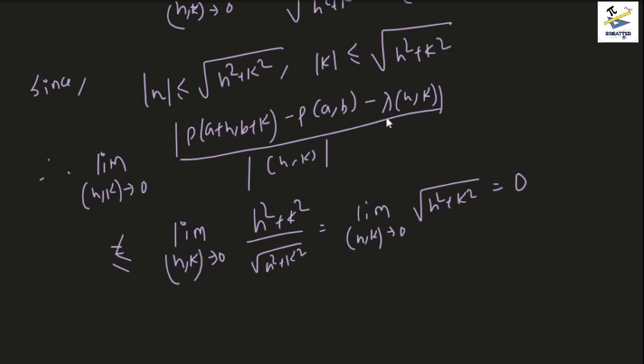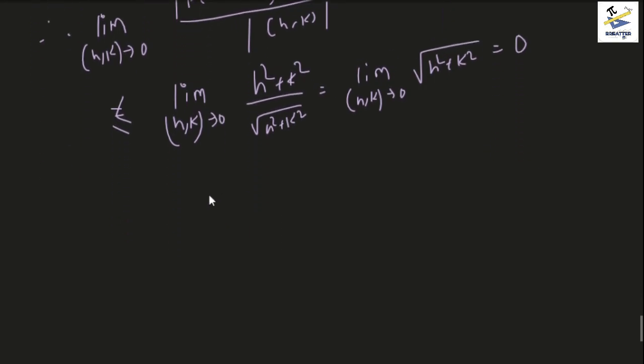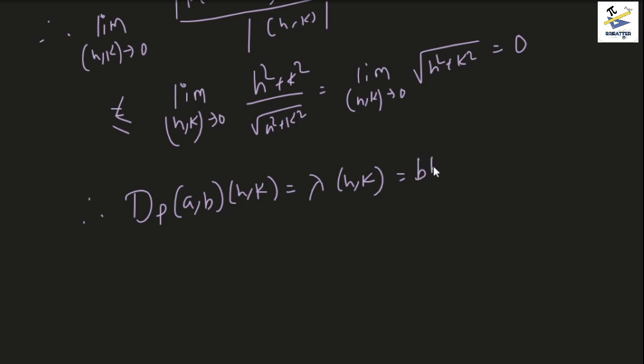So we find out that this limit is 0, and therefore we can conclude that the derivative of P at (a, b) for (h, k) is lambda of (h, k), which is bh plus ak, or in other words P prime of (a, b) is simply equal to (b, a). And that's how this works.